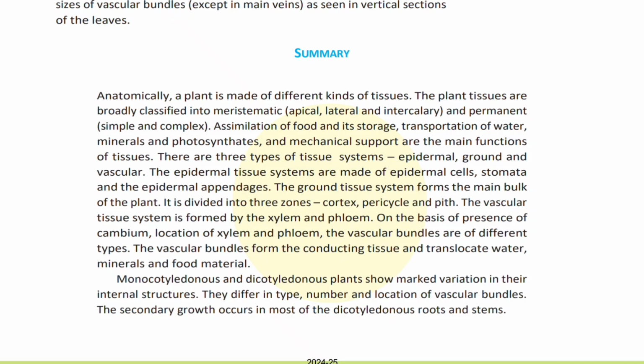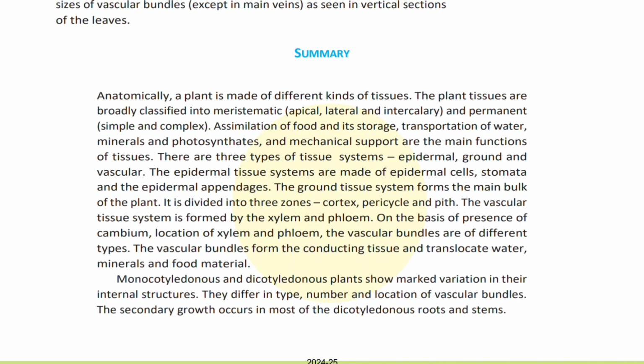The epidermal tissue system is made up of epidermal cells, stomata, and the epidermal appendages. The ground tissue system forms the main bulk of the plant. It is divided into three zones: cortex, pericycle, and pith. The vascular tissue system is formed by the xylem and phloem. On the basis of presence of cambium and location of xylem and phloem, the vascular bundles are of different types. The vascular bundles form the conducting tissue and translocate water, minerals, and food material.